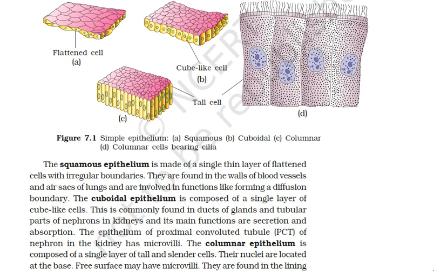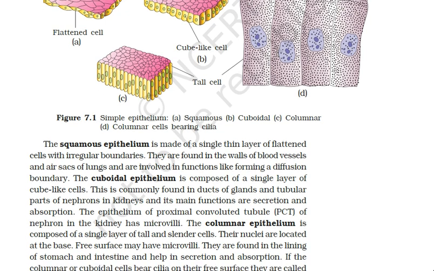Next is columnar epithelium. It is composed of a single layer of tall and slender cells having nuclei at their base. It is found in lining of alimentary canal, that is stomach and intestine. If the free surface of the cells have microvilli, then it is called as brush border columnar epithelium tissue. It is also involved in the functions of secretion and absorption.